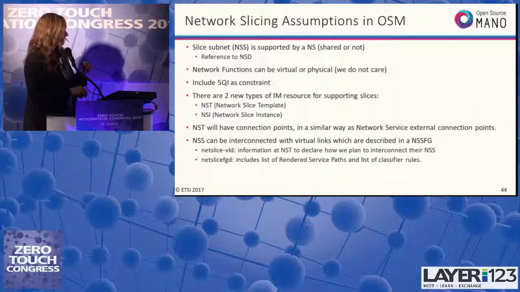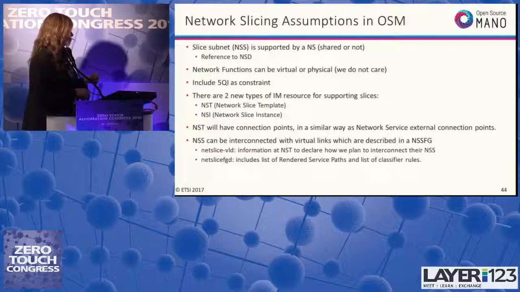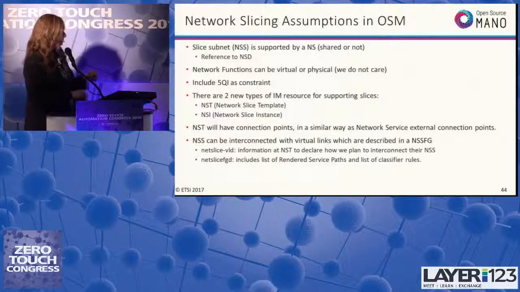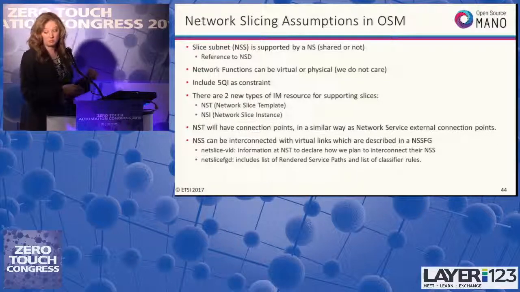The network slice template will have connection points, as I mentioned previously. The network slice service can be interconnected with virtual links, which are described as a network service forwarding graph. And then these are the objects that we use to define them in the information model. I'm not going to go too deep into the information model because I'm already kind of over time.